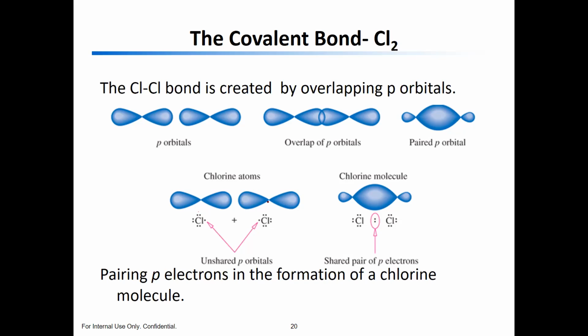Here's another example, chlorine. This valence electron, where is that valence electron located? The s orbital or the p orbital? The p orbital. So here's the p orbital. One chlorine here. Oops.